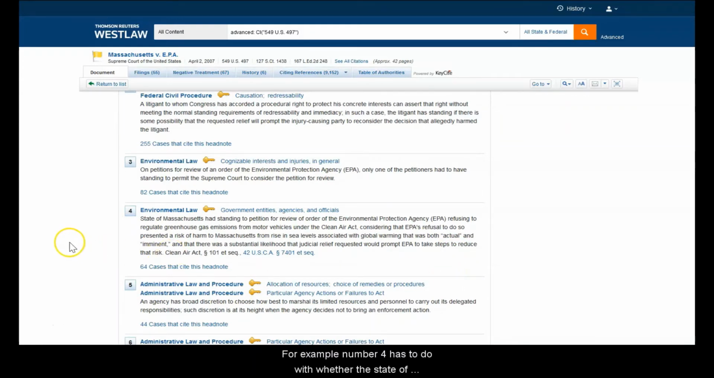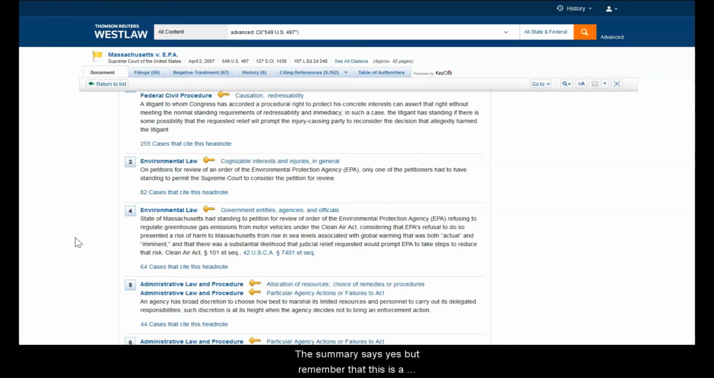For example, number 4 has to do with whether the state of Massachusetts had standing to bring the suit. In other words, was the state of Massachusetts directly affected by the EPA's failure to regulate greenhouse gas emissions in vehicles such that Massachusetts suffered injury or a risk of harm?